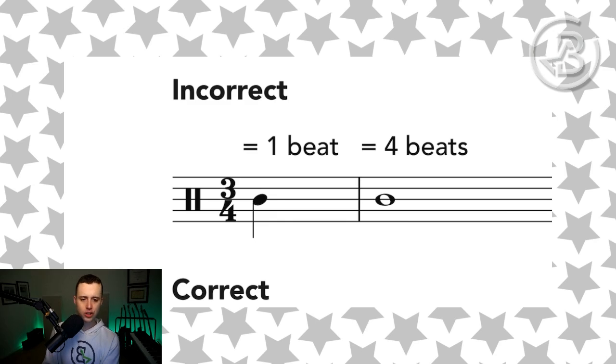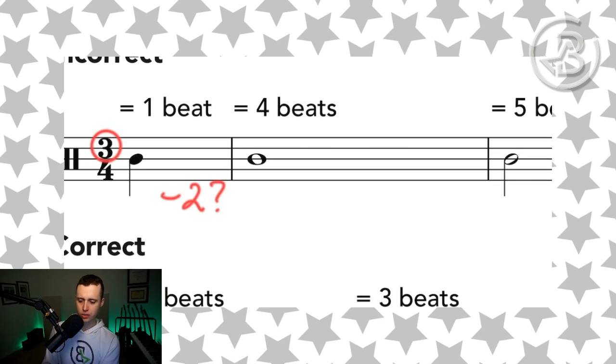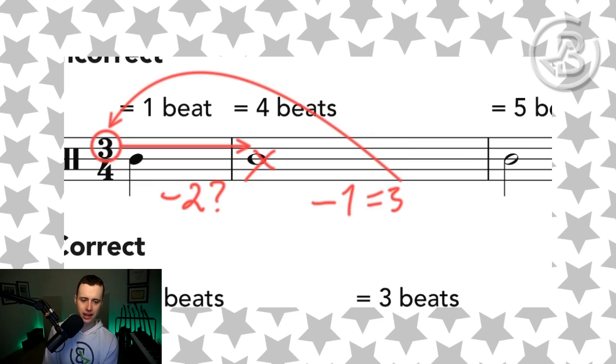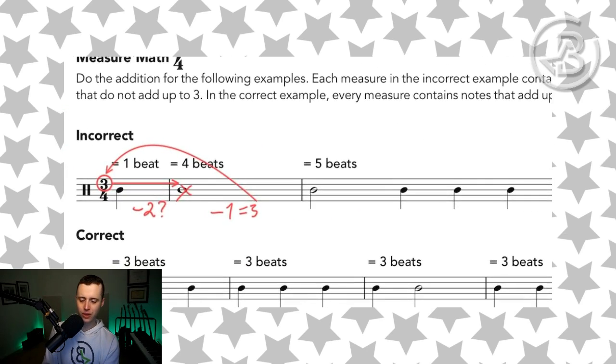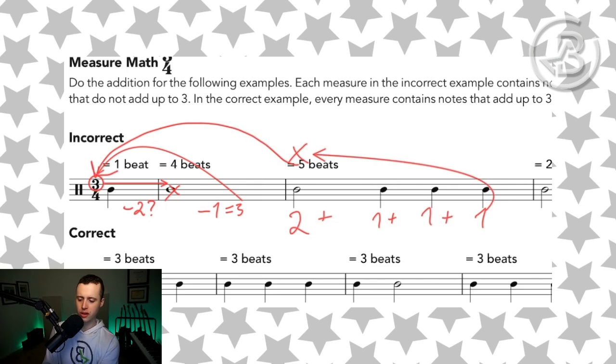So here we have just 1 quarter note. Sure enough, the time signature says a 3 on top. That means we are missing 2. Where's our other 2 beats? We need 2 more beats to get this to 3. Time signature is 3/4, and we have here a whole note. Well, that's no good because we need 1 less because this needs to equal 3 to agree with the time signature. Here we have a half note plus 3 quarter notes. Well, that's 2 plus 1 plus 1 plus 1, which equals 5, which is no good because we need to agree with the 3 of the time signature.